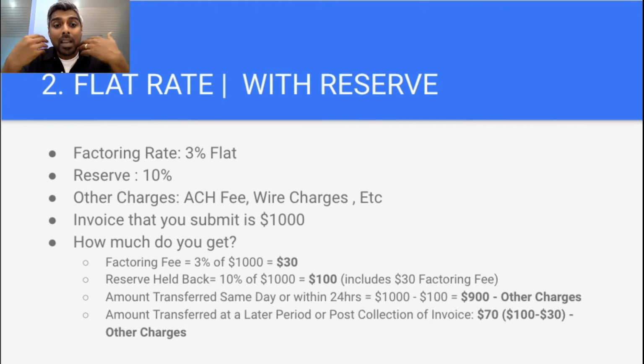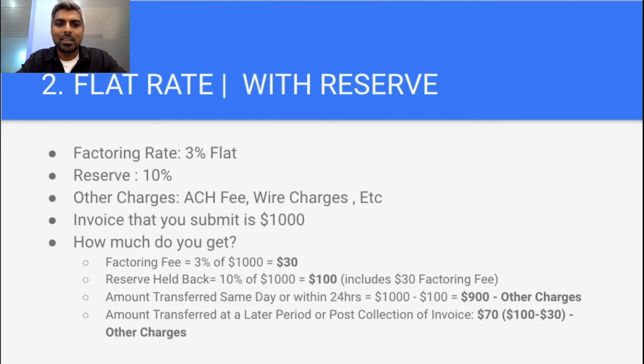Now, after the load is collected from the freight broker or after a specific period, the reserve will be given back to you. That means the reserve of $100, which had a $30 fee, the remaining $70, will be given back to you, let's say after 30 days or after 25 days or after the load is paid by the broker. That depends on the factoring company, depending on the program that you're signed with. So this is an example of a flat rate with reserve held back, right?